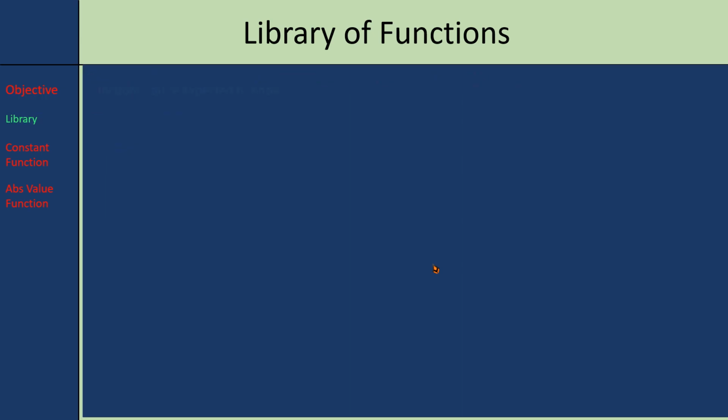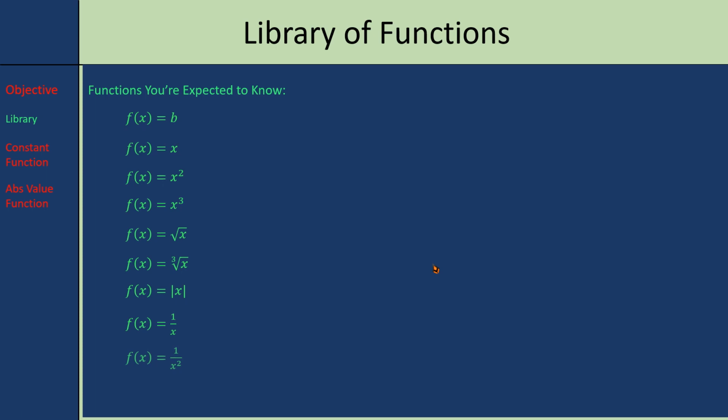Okay, so in the library, you are expected to know these. First is the constant function, then the identity function, then x squared, x cubed, and then square root of x, cube root of x, absolute value, and then 1 over x and 1 over x squared. These are the functions where you want to be able to just visualize the graph and how it looks as soon as you see it. Okay, so I want to go over two of them with you, and then in your homework, you're going to do the rest by yourself.